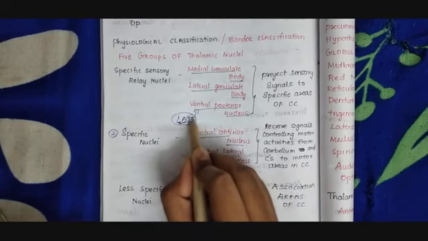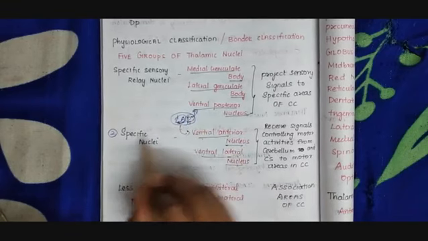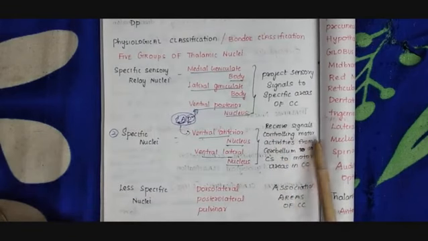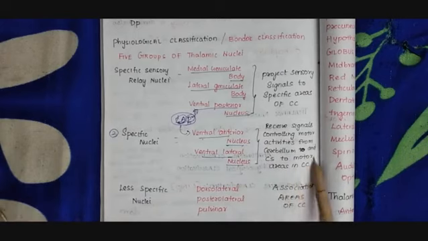Ventral posterior we have already covered, and the remaining two we are going to write under specific nucleus. The function of this is that it receives signals controlling motor activities from the cerebellum and corpus striatum and sends the signal to the motor areas in the cerebral cortex.